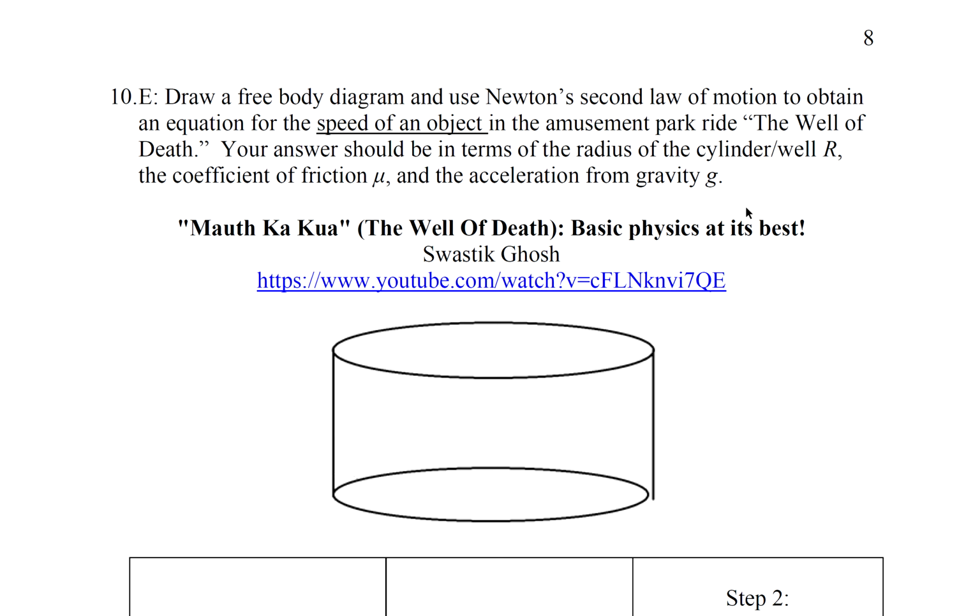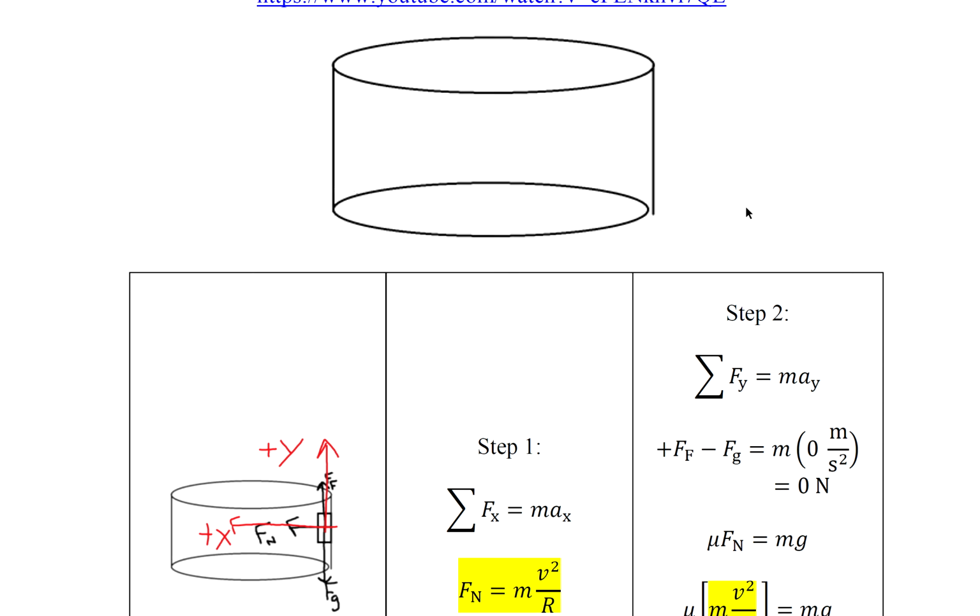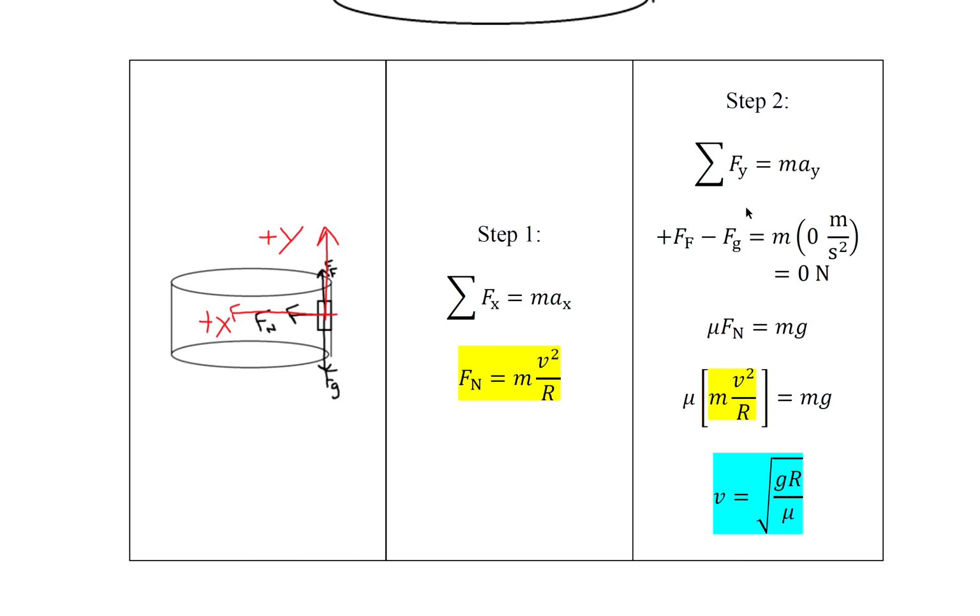Question 10. Draw a free body diagram and use Newton's second law of motion to obtain an equation for the speed of an object in the amusement park ride, The Well of Death. So remember, this well is not moving. The cylinder is not moving. This object is moving in a circle fast enough where it's actually on the wall.